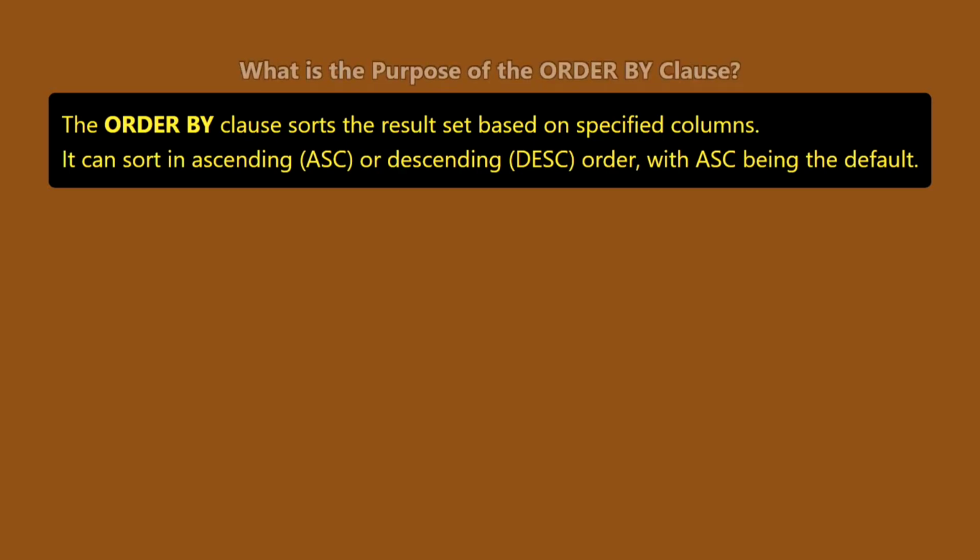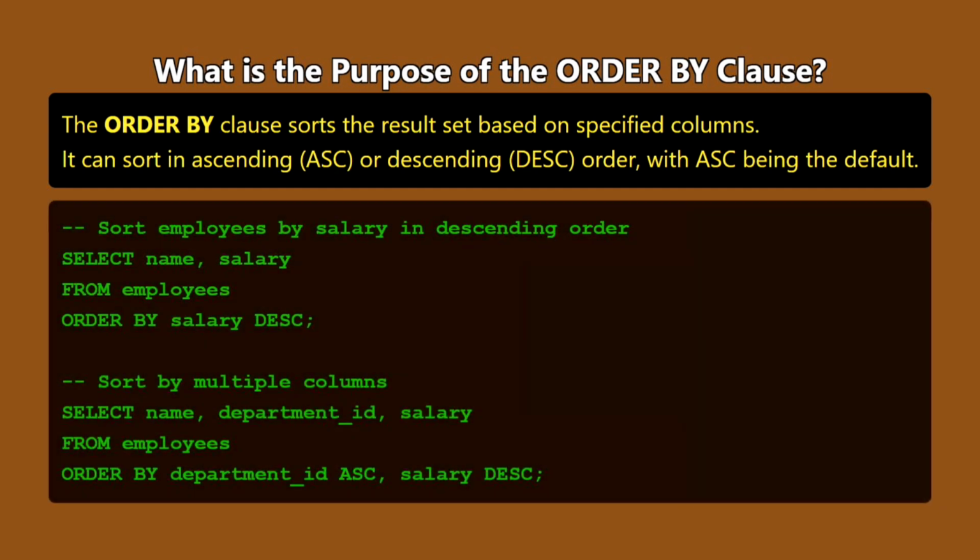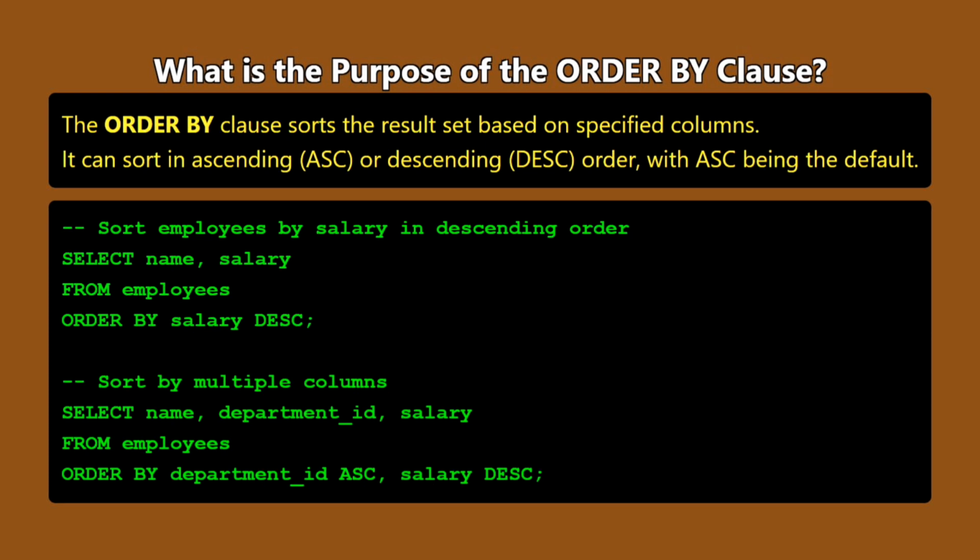Next question, what is the purpose of the ORDER BY clause? The ORDER BY clause allows you to sort your result based on specific columns. You can sort in ascending order with ASC, which is the default, or descending order with DESC. Here is how you can use the ORDER BY clause in practice.